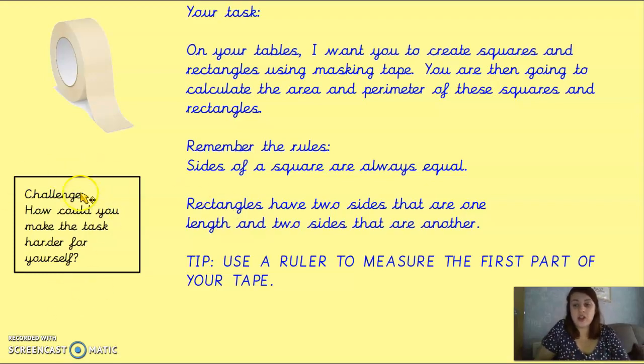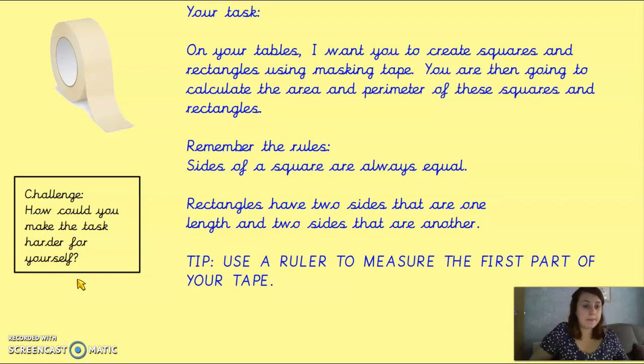So there's a little challenge on the screen. How could you make it harder for yourself? There is a way you can make them harder. Thinking about decimals as well, harder, easier. So think about how you can challenge yourself, push yourself to make it more difficult, or equally if you're struggling, to make it a little bit easier. So what I want you to do is do as many of these as you can until you are 100% confident that you have got area and perimeter and you've got the skill. So keep going until you're confident with that.